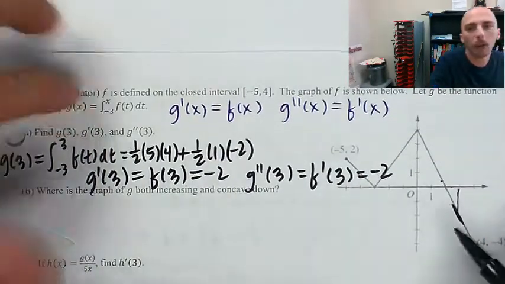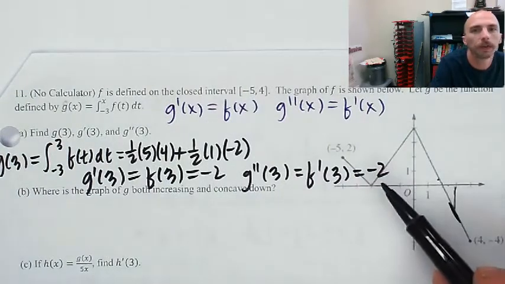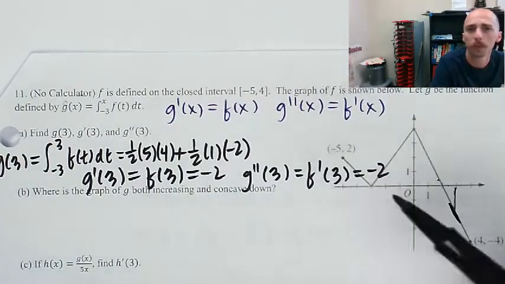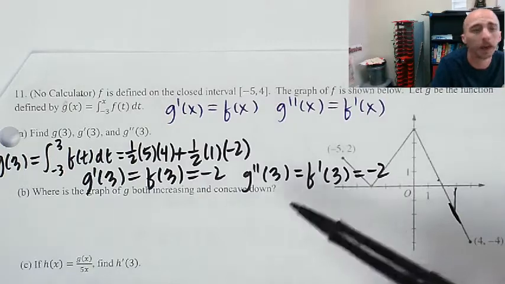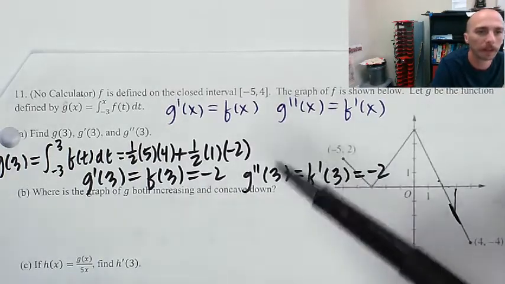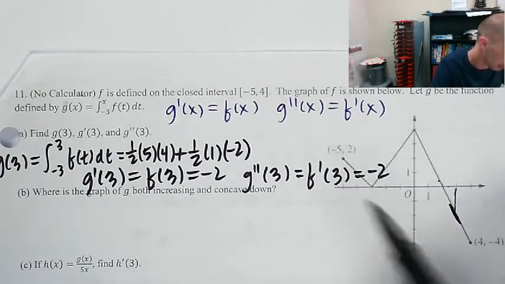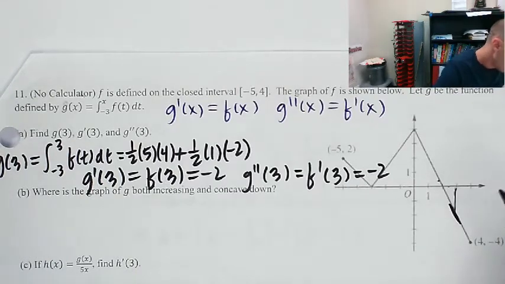Okay, so I wouldn't ask this question on a quiz or on a test because I don't want people to be right for the wrong reason, and I can't tell. I must have changed this problem a little bit because I doubt they would have asked that in the AP exam. Where's the graph of g both increasing and concave down?